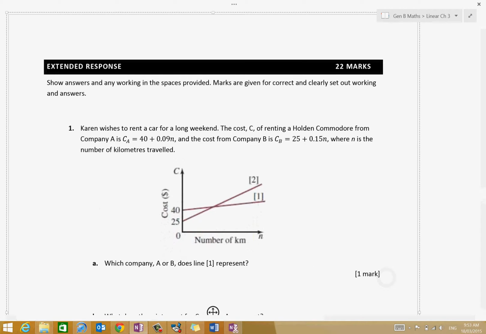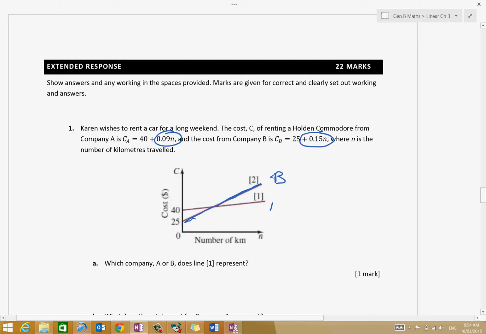Okay, extended response question. Karen wishes to rent a car for a long weekend. The cost of renting a Holden from company A is this. Now, which one is it? Look, which one has the higher gradient? This one or this one? B has a higher gradient, so this is going to be company B because it has a higher slope. This is company A. Which company, A or B, does line 1 represent? So line 1 represents A.